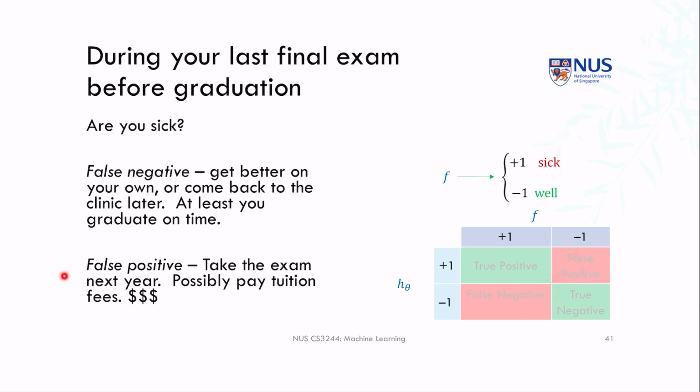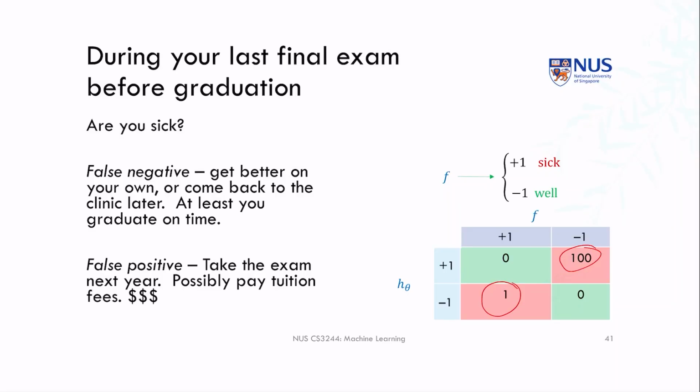The other possibility is you have a cost where you have a false positive, which means you are ready to take the exam, but you were declared sick and not allowed to go. So you have to take the exam next year, and you might have to pay tuition fees for another semester or two, and that's expensive. So we might say these two different costs have different values. One could be that the false positive costs a lot more for us. We don't want to pay so much money to our school. And the other case would be less costly.